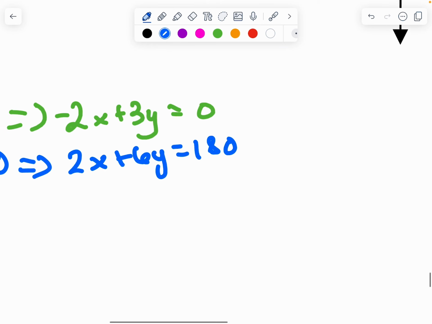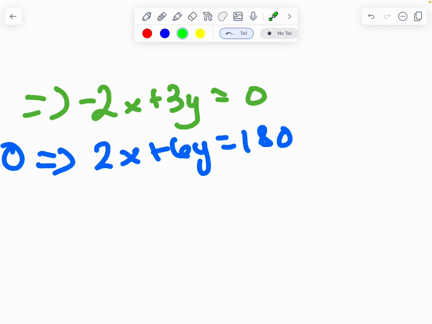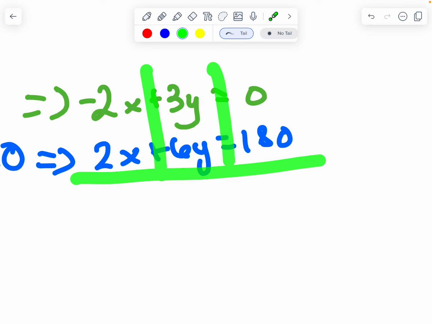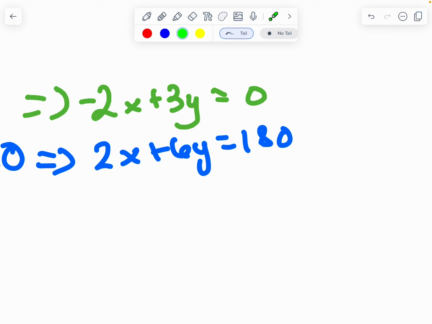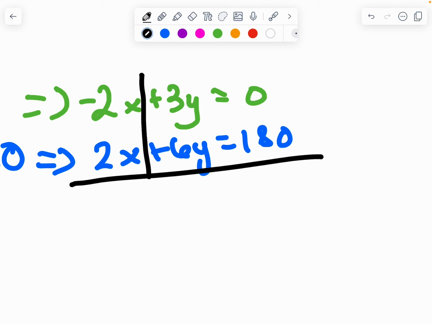So from here, I've got my system of equations. I noticed that, hey, look at this. We've got a positive 2x and a negative 2x. So not only are they equal, but they're opposite. So we're going to add all three of these terms down. I'm going to write that in black. Negative 2x plus 2x is just 0x, right? So we're just going to completely omit that, because 0 plus anything is that anything, right? So in this case, my anything is going to be 3y plus 6y, giving us 9y. Right, so 9y plus 0 is 9y.